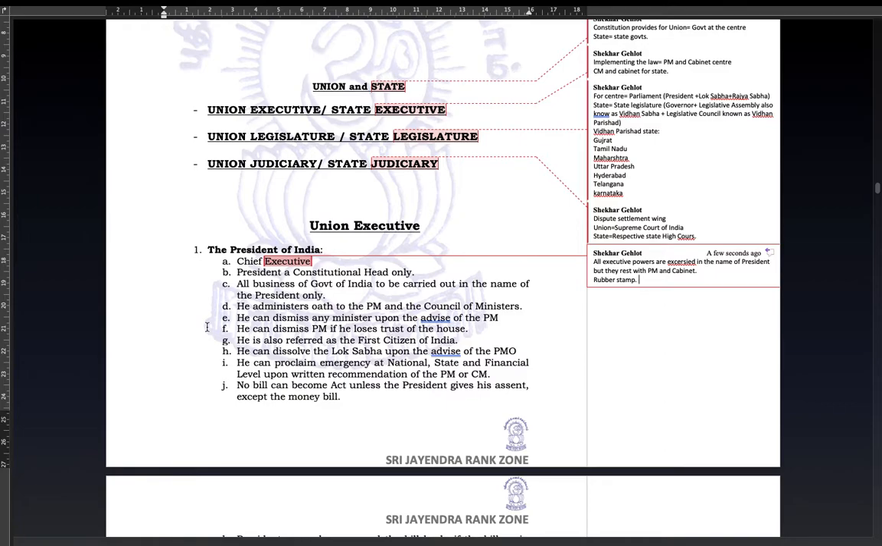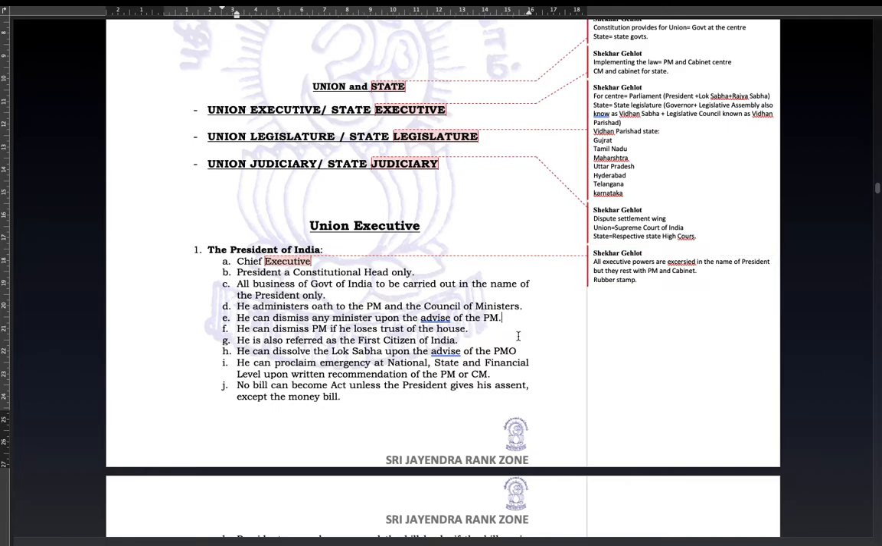All business of the government of India is carried out in the name of the president only. He administers oath to the prime minister and the council of ministers. So when a new prime minister or council of ministers is set up or comes into power, the president is the one who administers the oath to the prime minister and the council of ministers. Okay, these are some of the powers of the President of India. He can dismiss any minister upon advice of the PM.